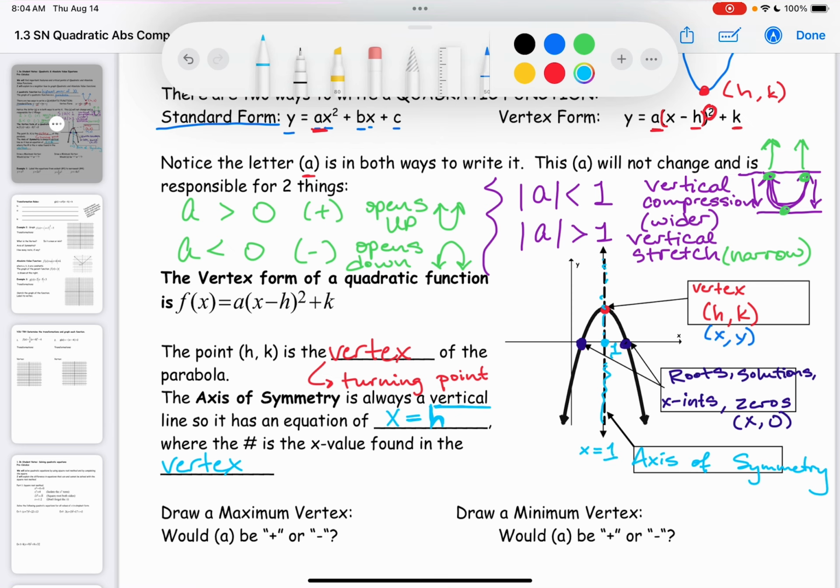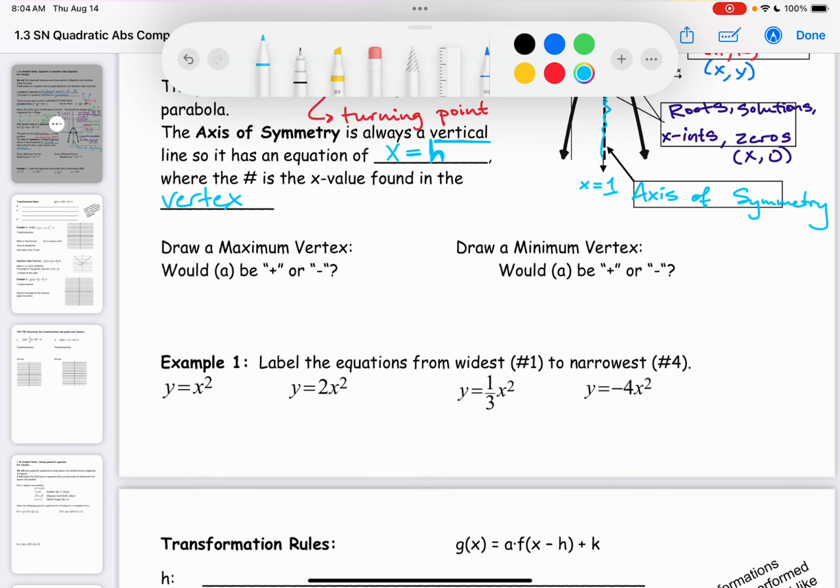All right. So we can have a vertex maximum and a vertex minimum. So when you're thinking about a maximum, especially for a parabola, you should be thinking kind of like a mountain. Where's the maximum height on the mountain? It's up at the peak, right? So it's asking us here, would a be positive or negative? So we're saying that this parabola opens down, and we said further up in our notes that when it opens down, that means a is negative.